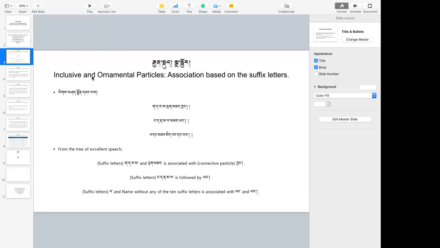Suffix letters nga, ta, na, ma, la are followed by yang. Suffix letter ha and names without any of the 10 suffix letters are followed by hung and yang.